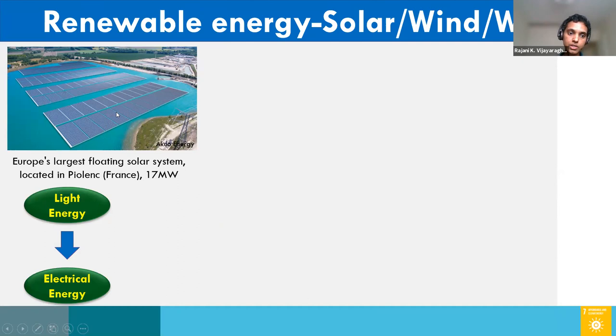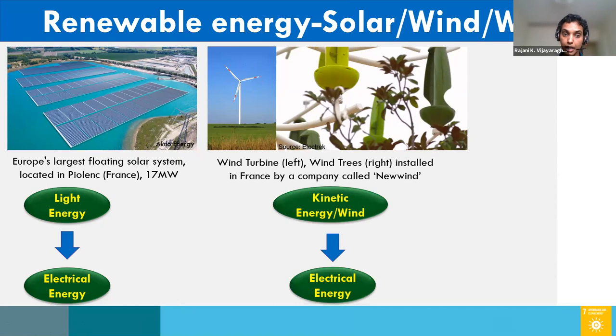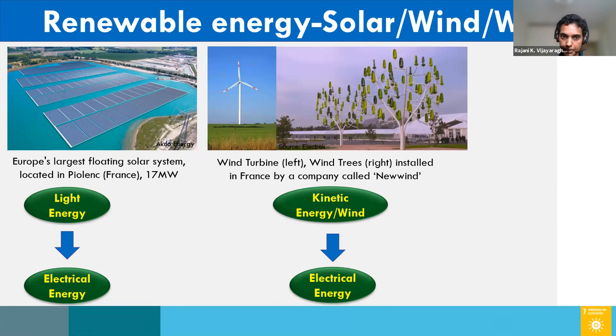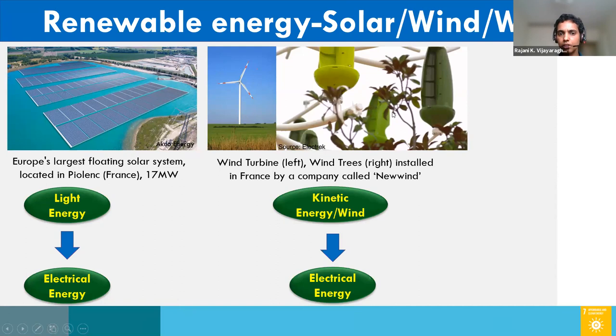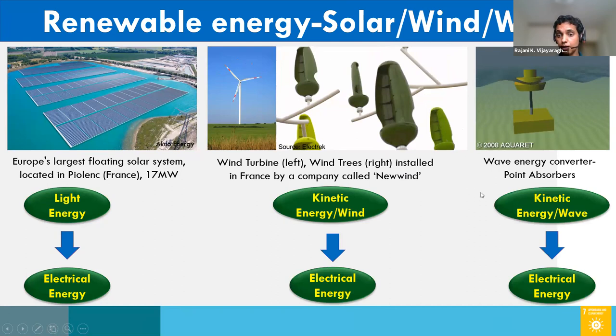And in the case of wind energy, wind is actually moving air, and the kinetic energy of that can be harvested using wind turbines to a useful form of energy, that is electrical energy. And these are the conventional wind turbines that we use. And this is a new form of wind turbine, called wind trees, that is installed by a company called New Wind. And in the case of wave energy, there are various forms of harvesting wave energy.